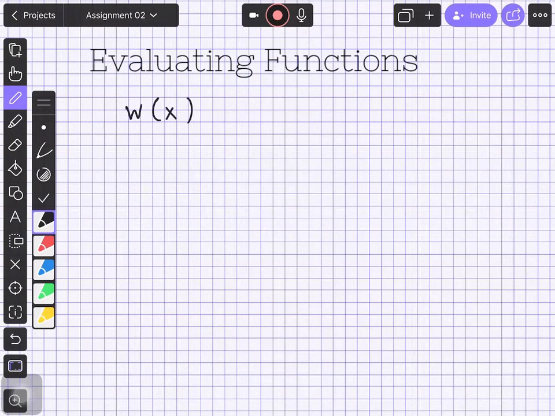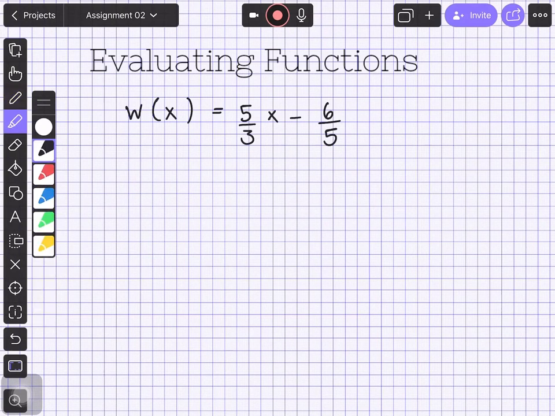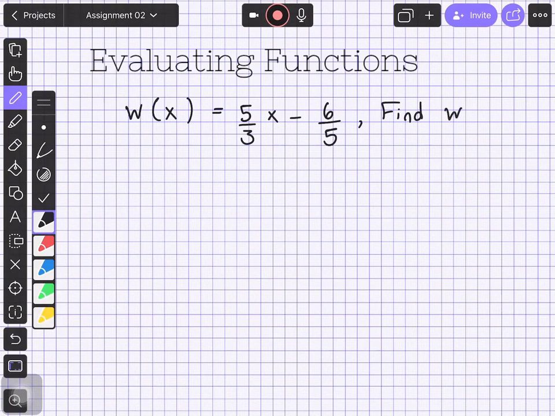We have our dependent variable, w, and our independent variable, which is x. We have 5/3 of x minus 6/5. Now, in the same way as before, we're going to evaluate the function, in this case, in 1/3.